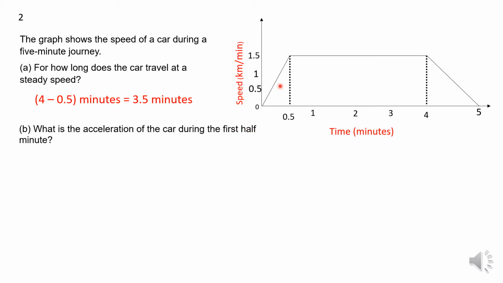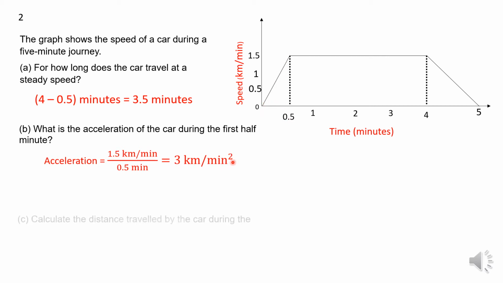Remember, I said acceleration when you deal with speed time graphs is gradient. Gradient is vertical distance divided by horizontal distance. So the very first half a minute, that's 0.5. It's 1.5 divided by 0.5. Then your answer is in kilometers per minute squared.